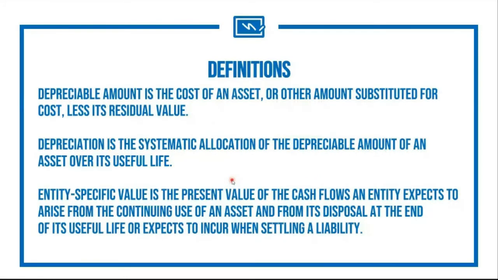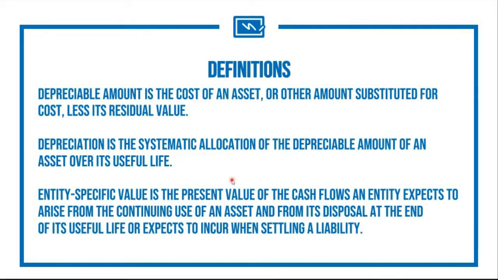Next, we have depreciable amount. So, depreciable amount is the cost of an asset or the other amount substituted for cost less its residual value. Meaning, the amount that can only be recognized as depreciation later on. Depreciation pertains to the systematic allocation of the depreciable amount of an asset over its useful life.